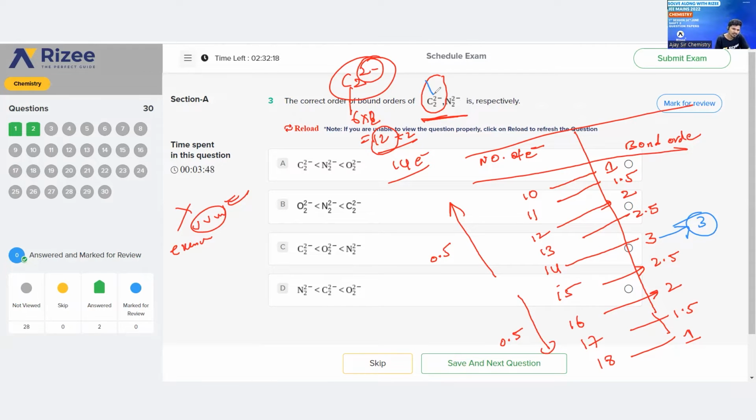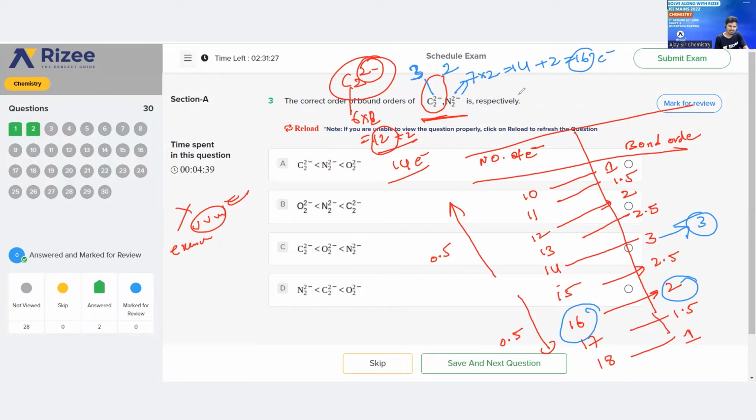So for C2 2 minus, the bond order is 3. Let us find it for N2 2 minus. Nitrogen has 7 electrons, but here N2 is there, so 7 into 2 is 14 electrons. N2 has a 2 minus charge, meaning it carries 2 extra electrons, so 14 plus 2 is 16 electrons. If 16 electrons are there, the bond order is 2.